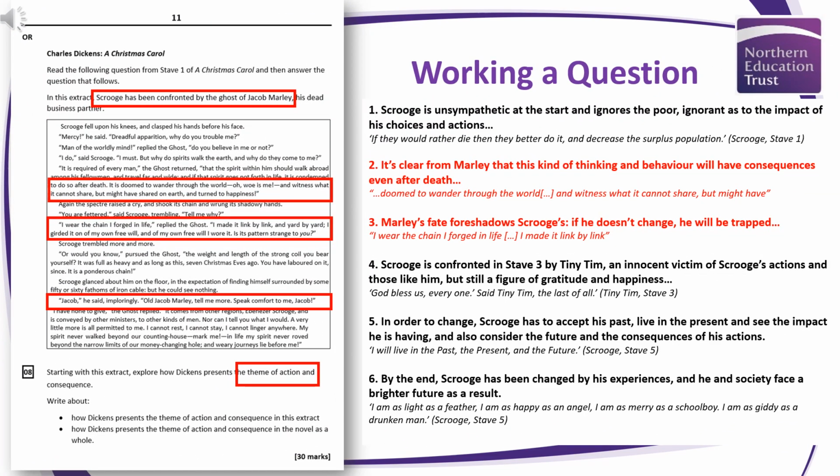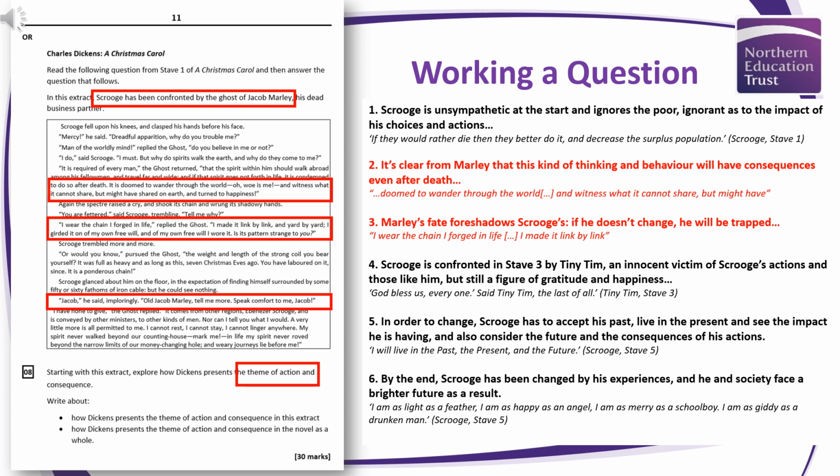On that note, let's look at how we'd apply that to an essay question. Now I can see from the top of this one that the extract is from stave 1, and it tells me that Scrooge has been confronted by the ghost of Jacob Marley. Now looking at the question itself, I can see I'm being asked to write about the theme of action and consequence. And since Scrooge is in the extract, I think I'm more or less going to focus my essay on him. It seems easiest. Possibly along with a link to Marley, because he's also kind of a focus of this extract.